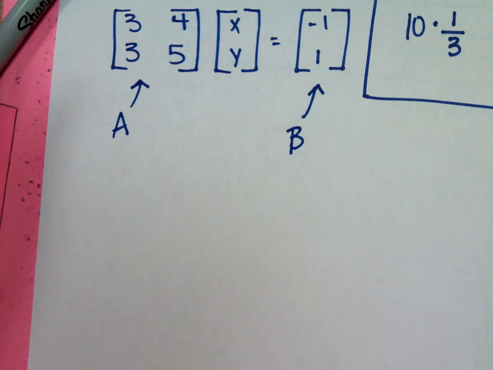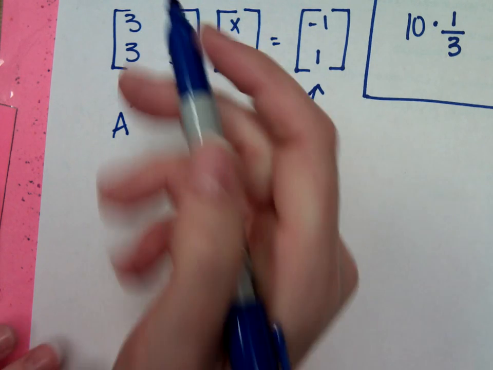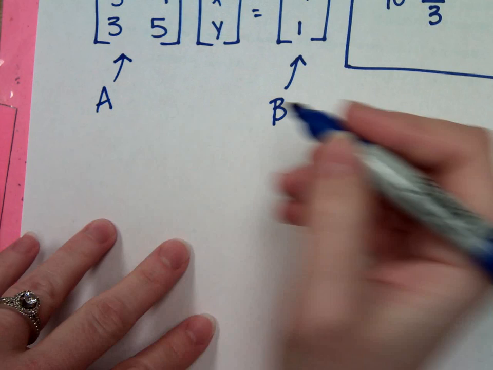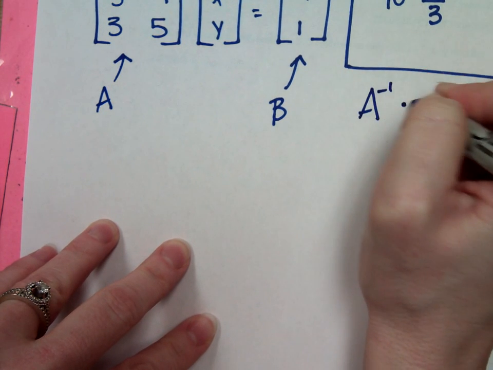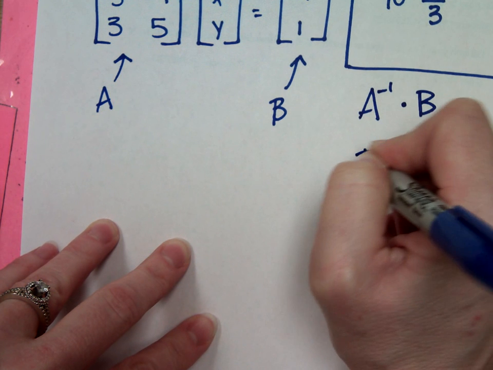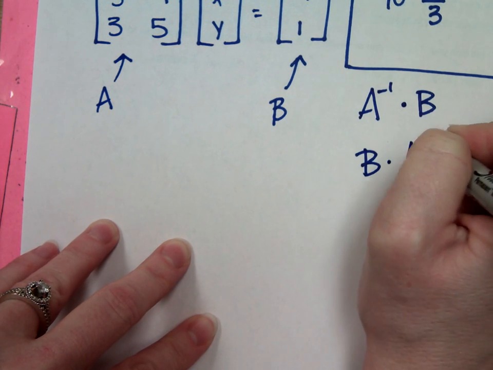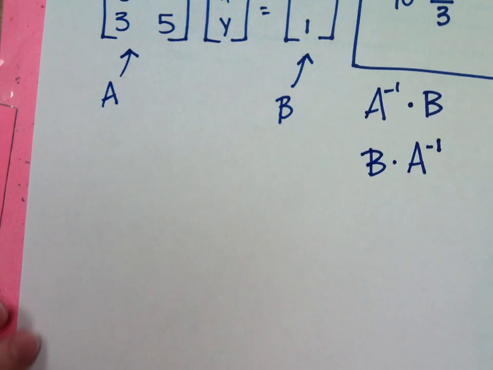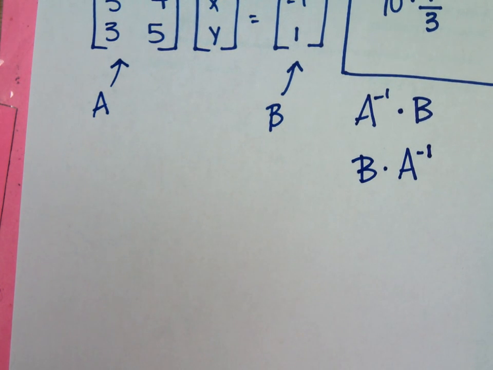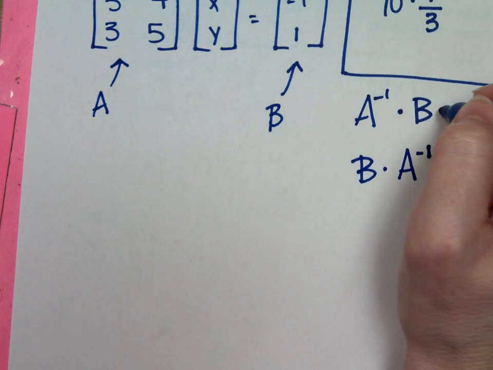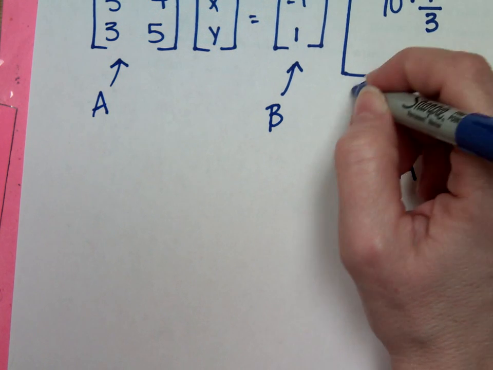Okay, so when I put this in my calculator, I'm going to have the inverse of A and B. Am I going to have to put in the inverse of A times B or B times the inverse of A? Which one of those is going to have to go in my calculator? This one? How come? Because that's it.